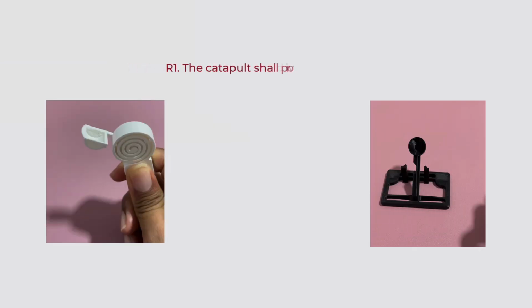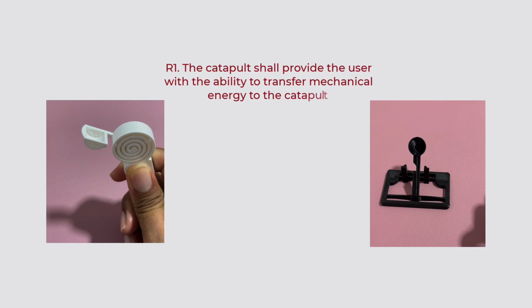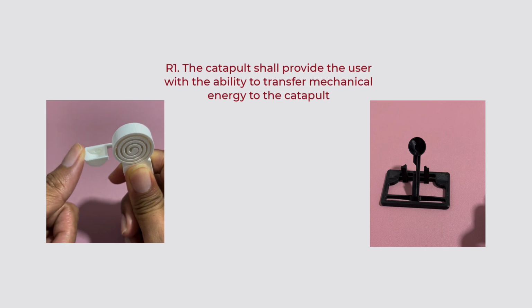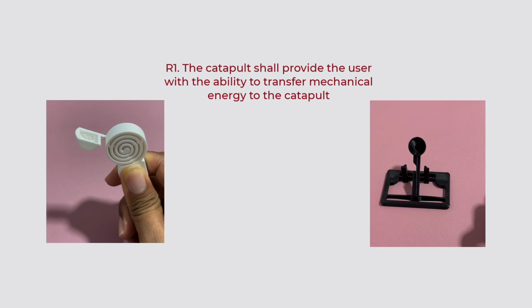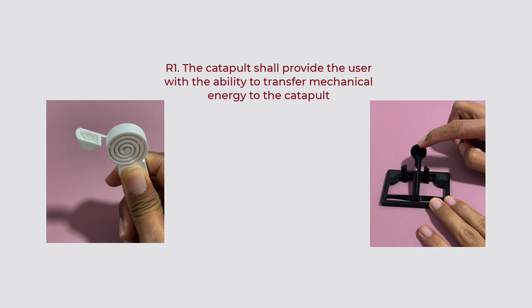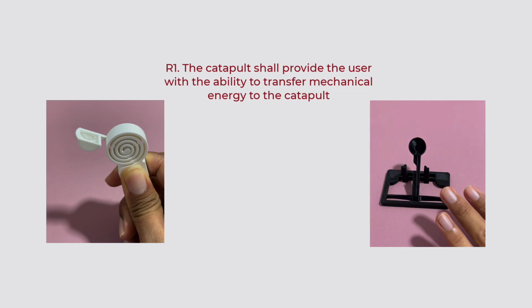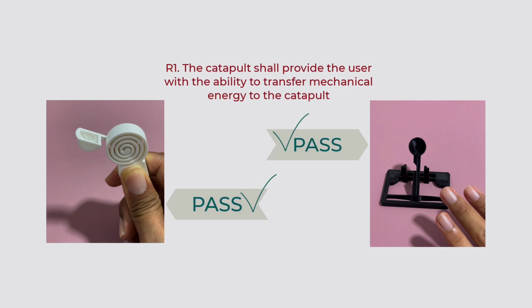First, Requirement 1, or R1. The catapult shall provide the user with the ability to transfer mechanical energy to the catapult. The first design on the left, I could pull it using my thumb. The second design on the right, I could press it using my index finger. Since both designs allow the user to transfer mechanical energy, they satisfy requirement 1 or R1.